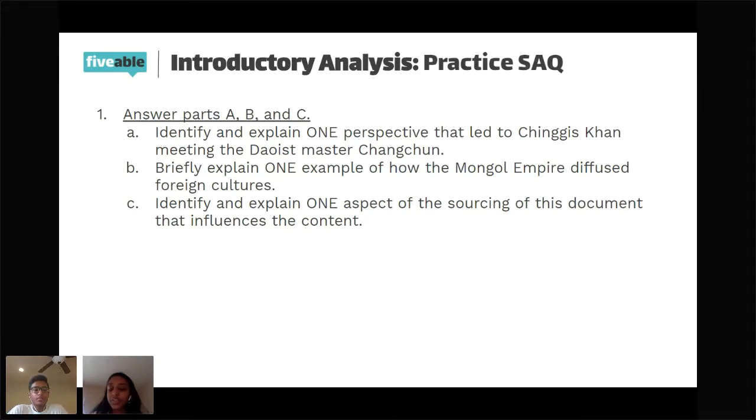And beyond that, when you look at the answer itself, you see how concise it is. Again, it's a short answer question. You don't need to say more than you technically need to, especially since it says identify and explain one perspective. So did he identify? Yes, he said that Genghis Khan meeting Taoist master Changchun was due to a Mongolian desire to not promote their own religion. And then he explained: to offer tolerance and acceptance to other religions. On the actual exam, you can expand on that if you want to, but the bare bones answer of what we're looking for is present.